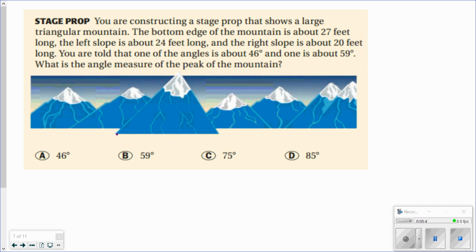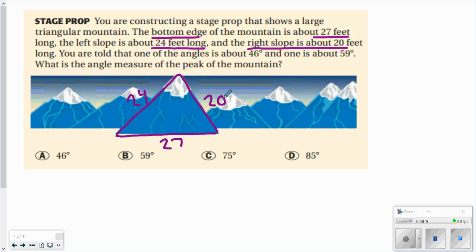All right, so if I look at my picture here, I see that I have a triangle. Let's start marking what we know. We know that the bottom edge of the mountain is 27 feet, so that would be that side length there. We know the left slope is about 24 feet, so that would be here. And we know that the right slope is 20 feet, so that would be here. We are told that one angle is 46 and the other angle is 59. So what is the measure of the peak of the mountain?